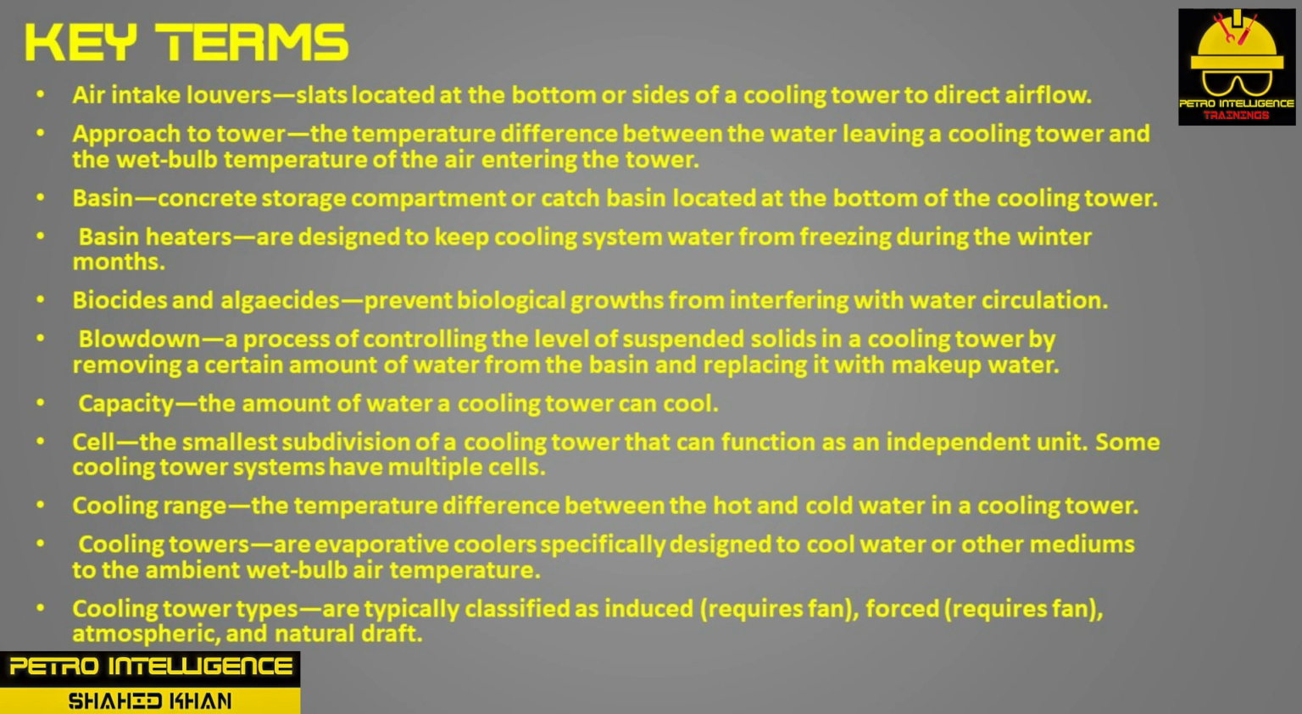Capacity is the amount of water a cooling tower can cool. Cell is the smallest subdivision of a cooling tower that can function as an independent unit. Some cooling tower systems have multiple cells. Cooling range is the temperature difference between the hot and cold water in a cooling tower.